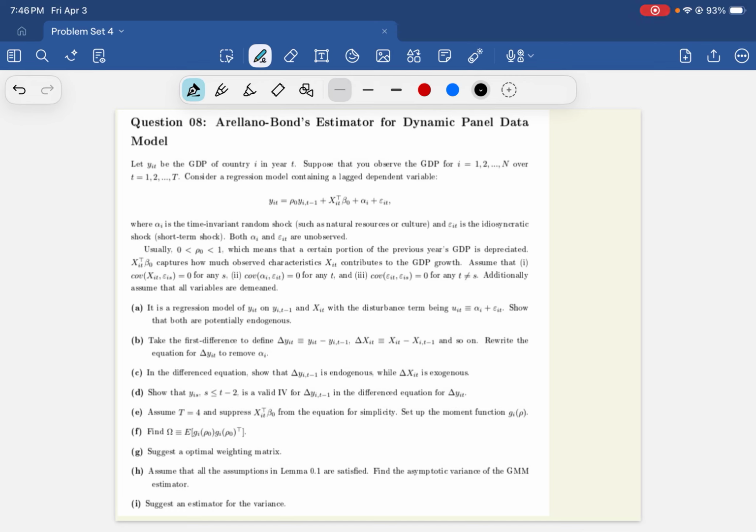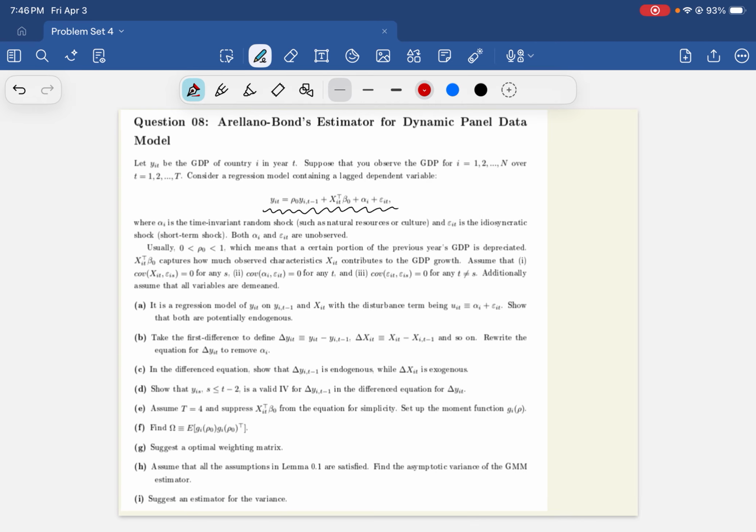This is about the panel data model. It is a very interesting example. The base model is like this. We will think about the GDP for a country in a year. The observation is over many countries and over many years. That is the panel data.